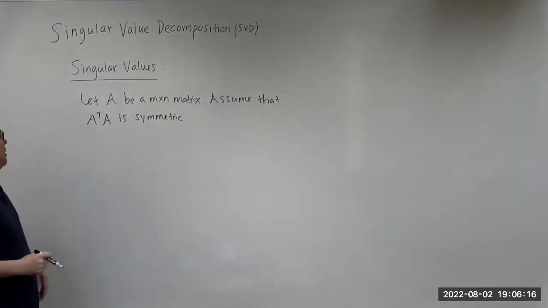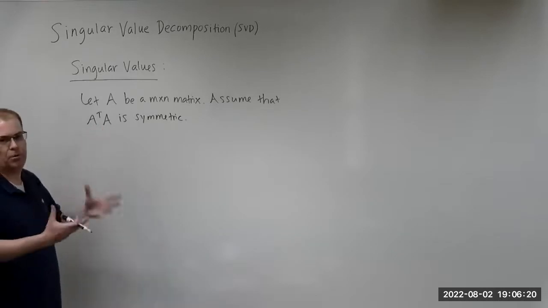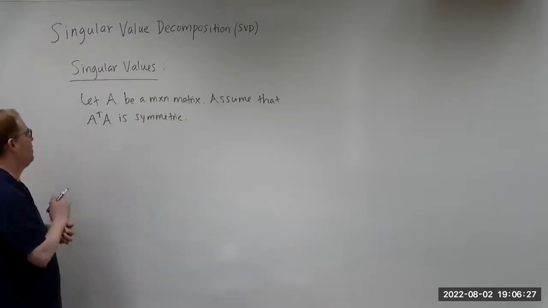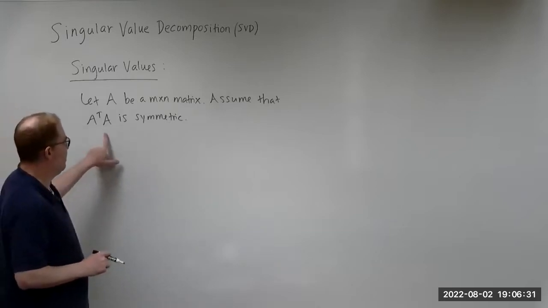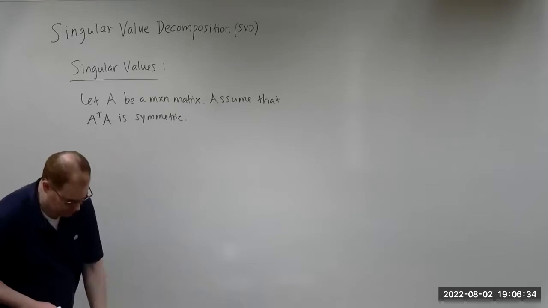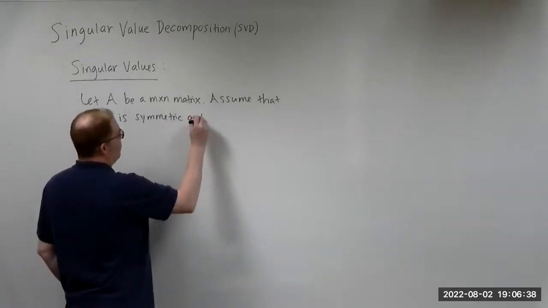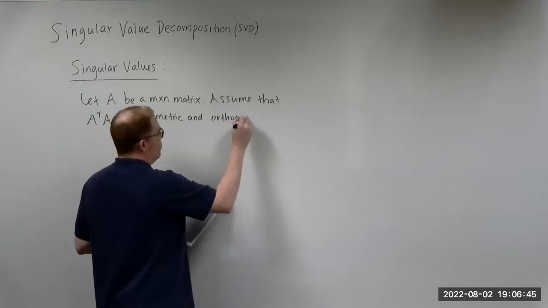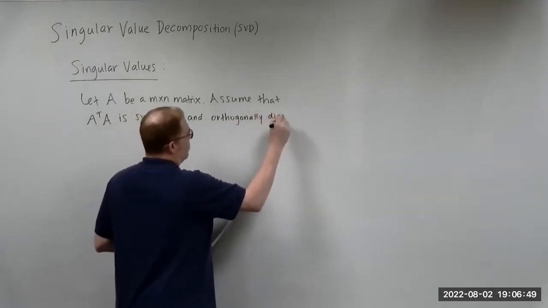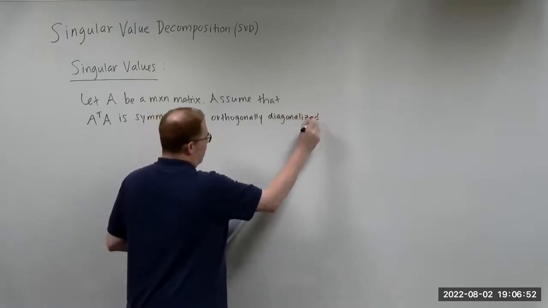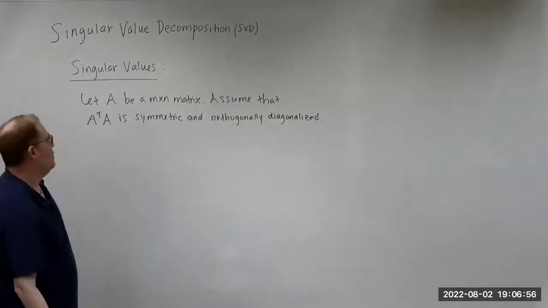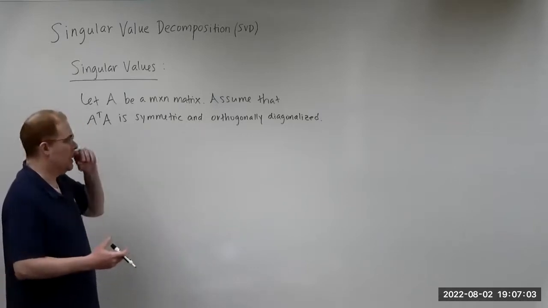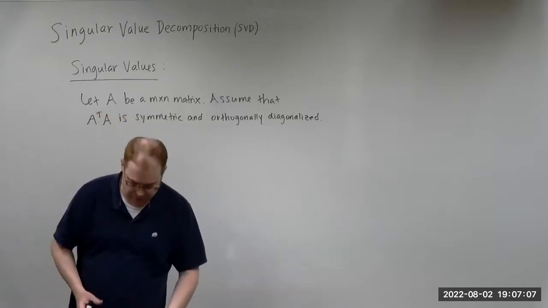Okay, that just means that this matrix, this result, when you take the transpose of it, it's going to be itself again. So A is an n by n matrix, right? And so we're assuming that in this case A transpose times A is symmetric, and orthogonally diagonalized. All right, so that just means that this allows us to factor the matrix into an SVD or into SVD components.